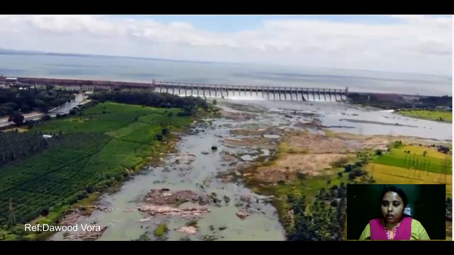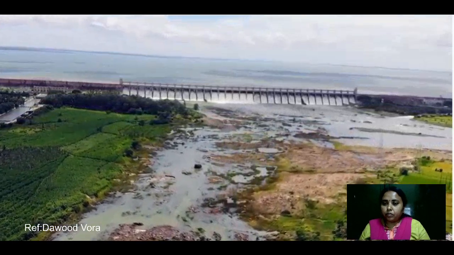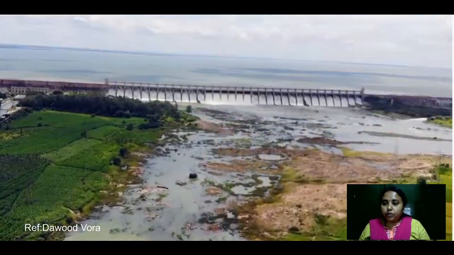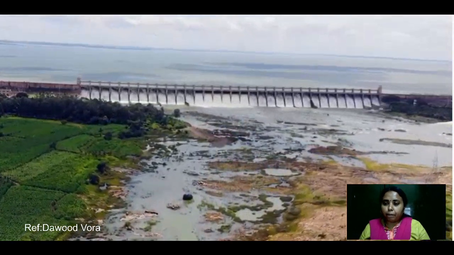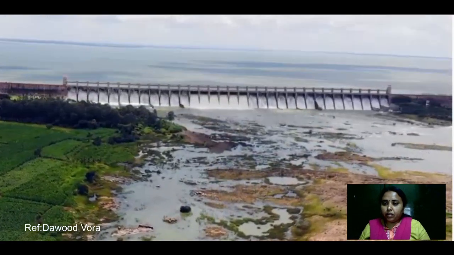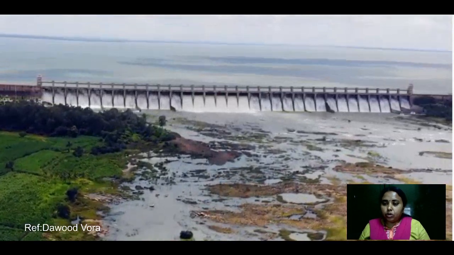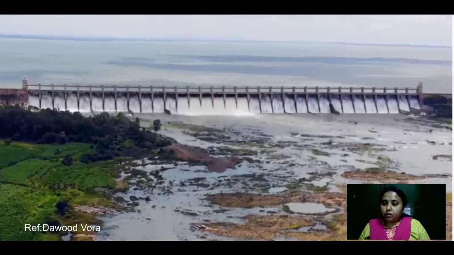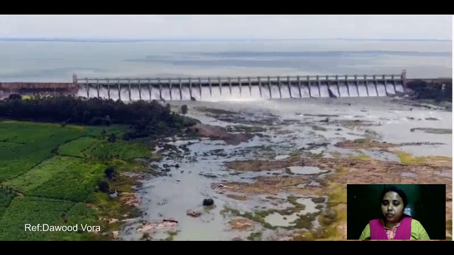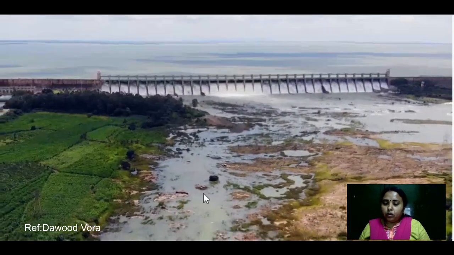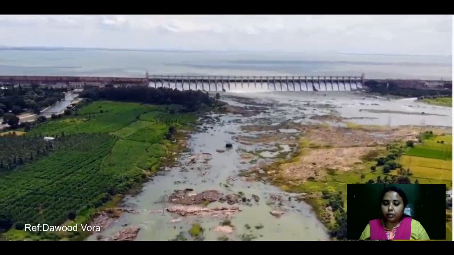And also you can see how the sediment has been deposited on the riverbed. This is on the downstream side of the dam. So this shows that the capacity of the river is completely diverted, and also the large amount of sediment deposits on the riverbed.